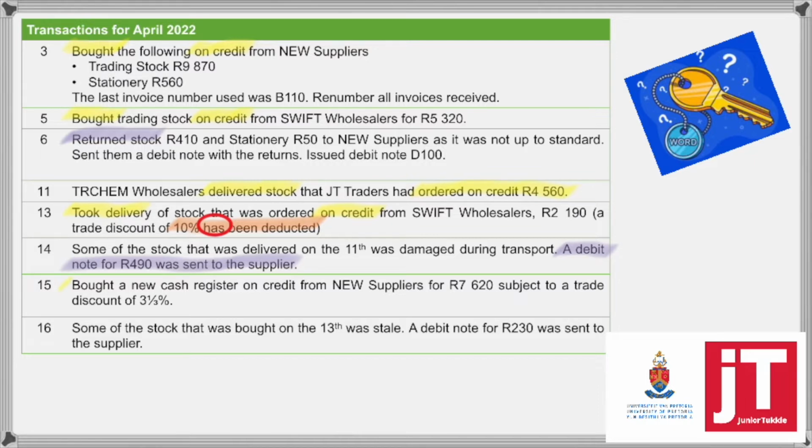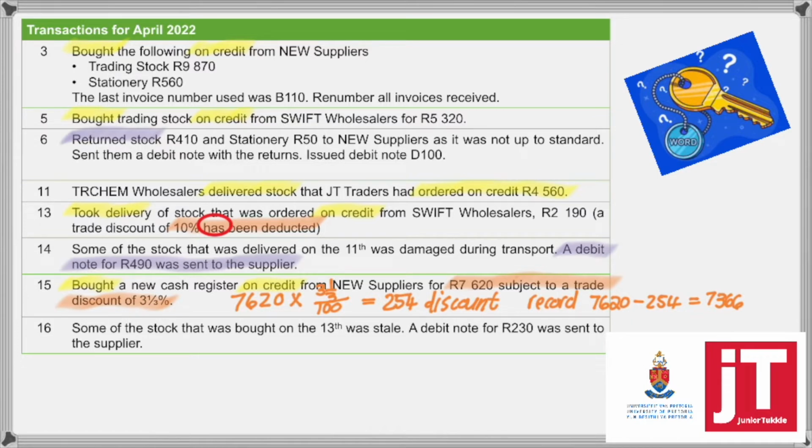bought a new cash register on credit from new suppliers for 7,620, subject to a trade discount of 33 1/3%. Now we first need to calculate the trade discount. So we're going to say the 7,620 times 33 1/3 over 100 gives us 2,54 Rand discount. We need to record after discount. So you're going to take the 7,620 minus the 254, and that gives you 7,366, and that is what we are going to record in the journal.